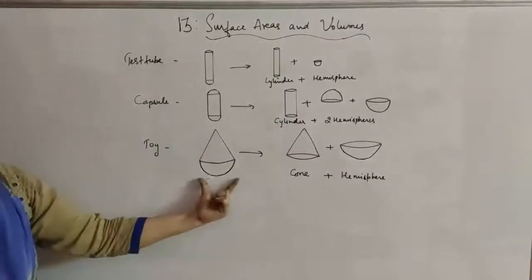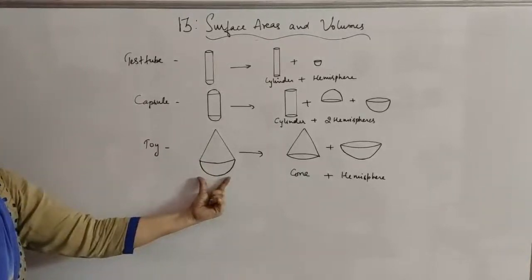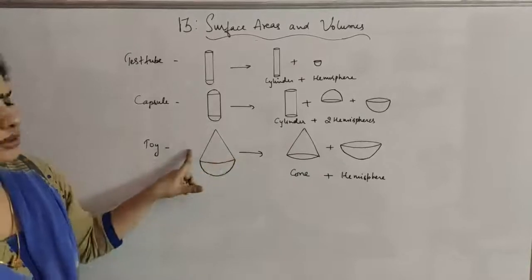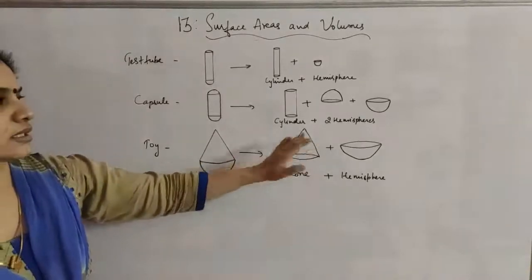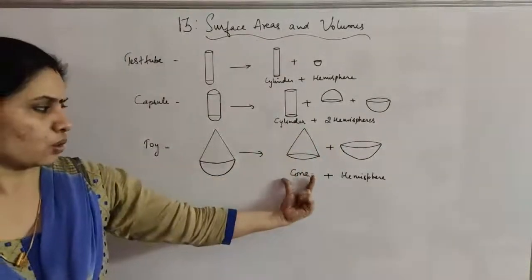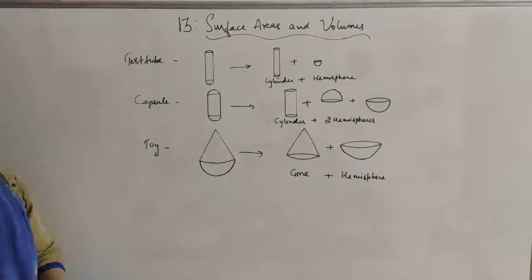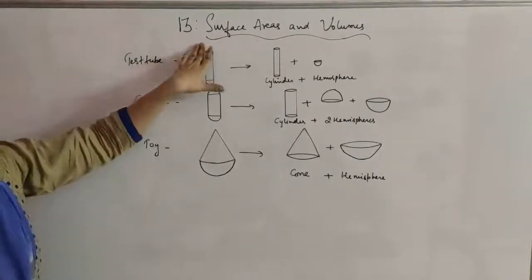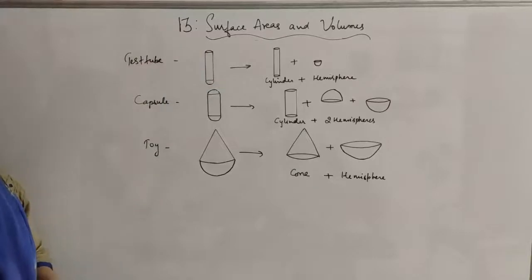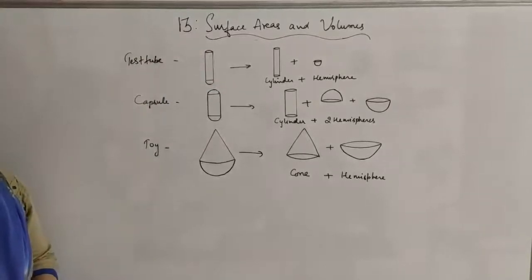Next, the toy, which is in this form. Here you have a cone as well as a hemisphere joined together. So in order to get the total surface area of this toy, you can take the curved surface area of the cone plus the curved surface area of the hemisphere. So these are certain examples of combinations of solids whose surface area and volumes have to be found out.